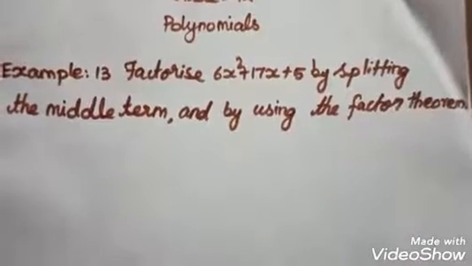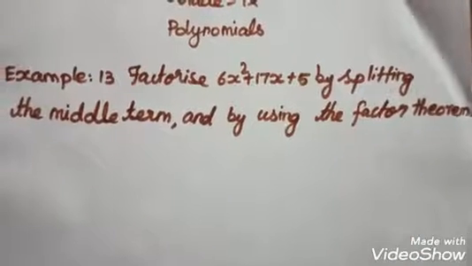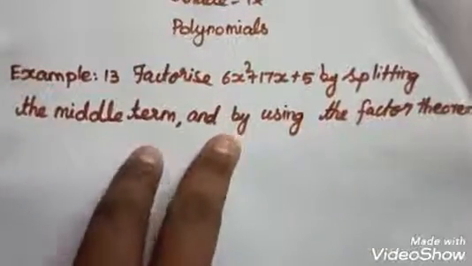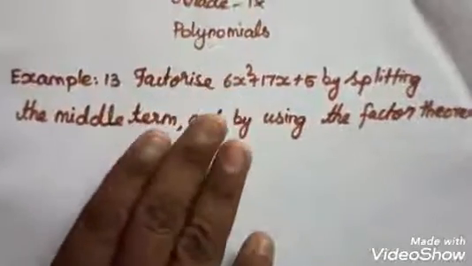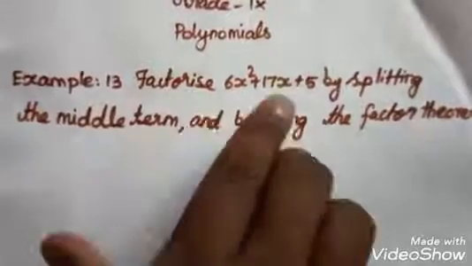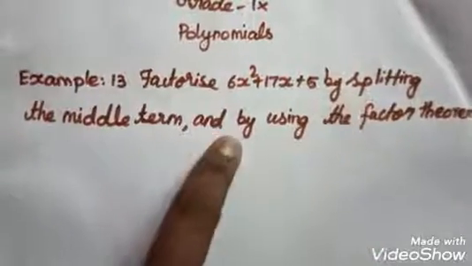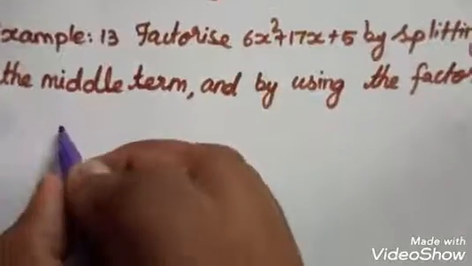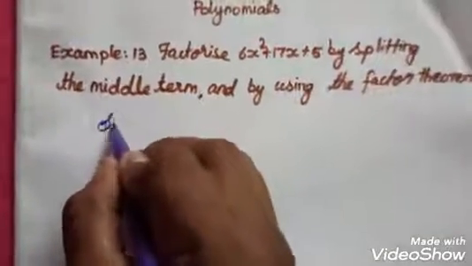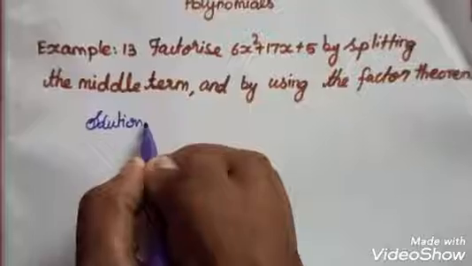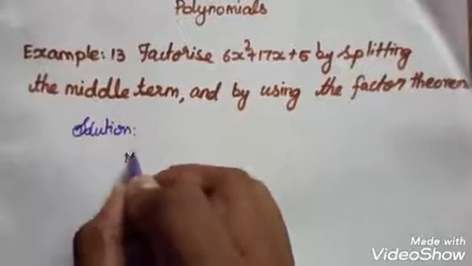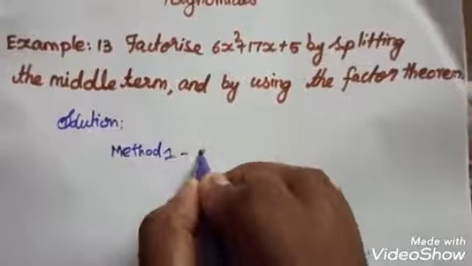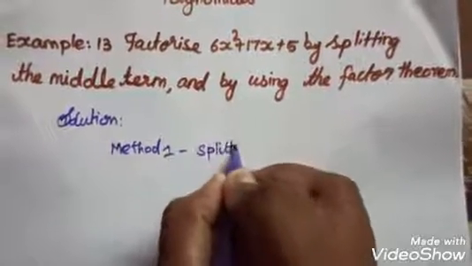Already we know what is meant by the factor theorem: x minus a is a factor if P of a equals 0. The same condition we have to follow to factorize it. So the first solution is by the splitting method, the second solution by the factor theorem. Now we move on to the solution. Method 1, splitting the middle term.